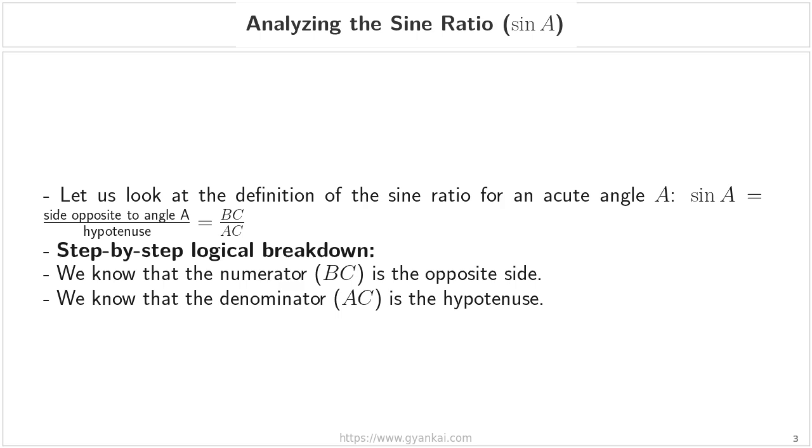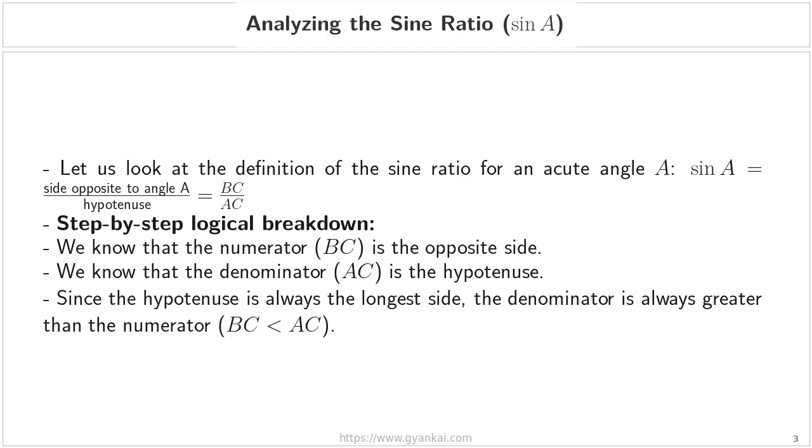First, we identify our components. We know that the numerator, which is side BC, represents the side opposite to our angle. Second, we know that the denominator, side AC, represents the hypotenuse. Now, here is the crucial part. As we discussed in the previous slide, the hypotenuse is always the longest side in a right triangle. This means the denominator, side AC, must always be greater than the numerator, side BC. In mathematical terms, we say BC is less than AC.